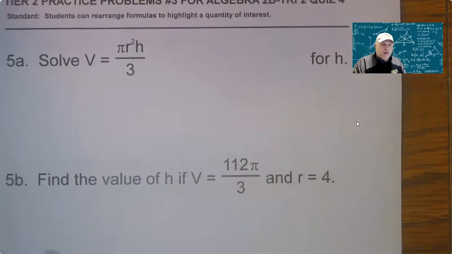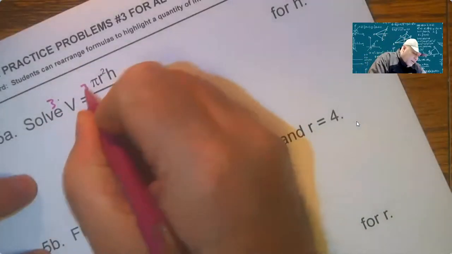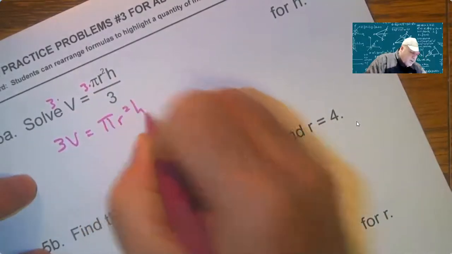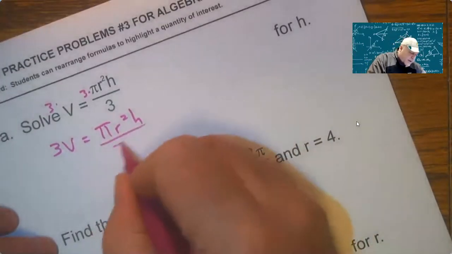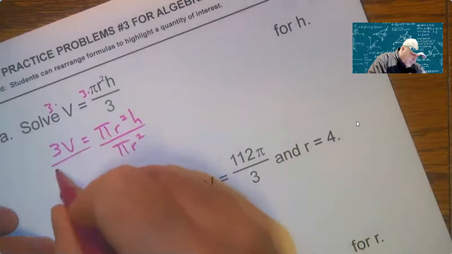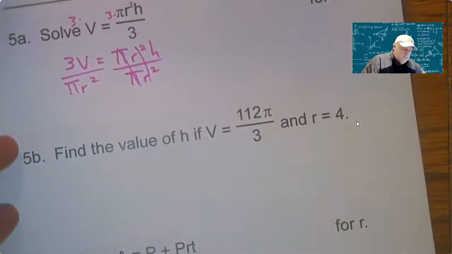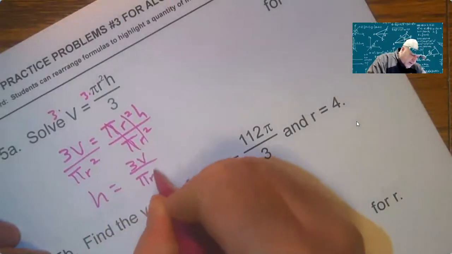All right, for h, we want to multiply both sides by 3. So 3v equals pi r squared h. And now to get h alone, we have to divide by pi times r squared. So the term that contains h is alone on one side. So h is 3v over pi r squared.